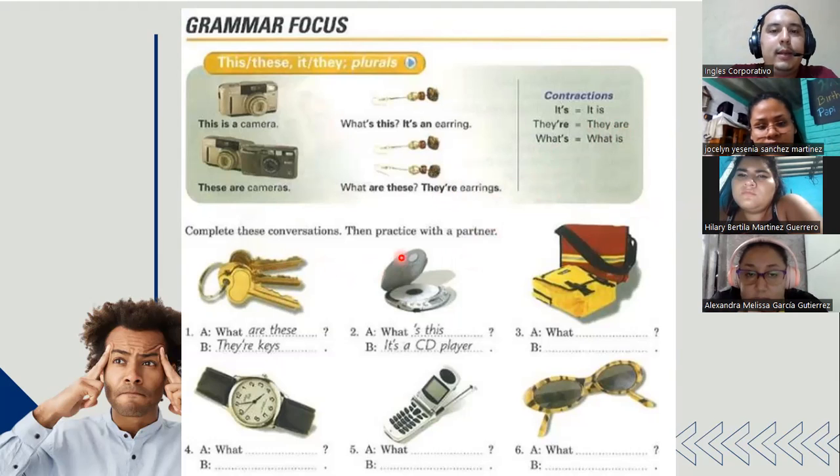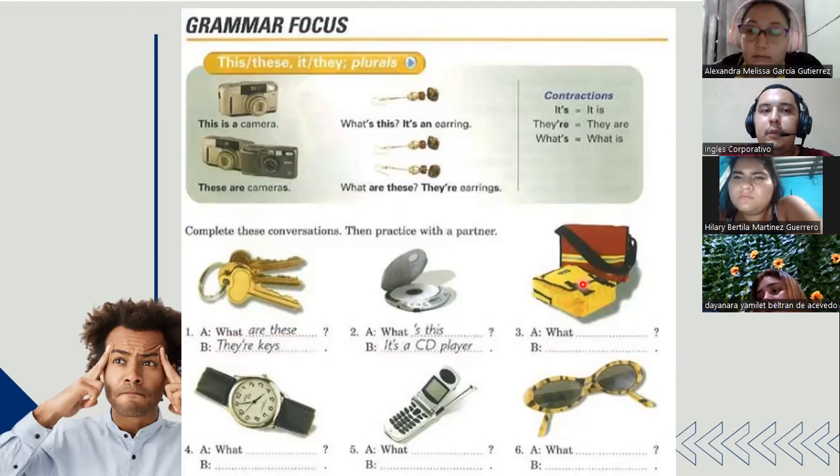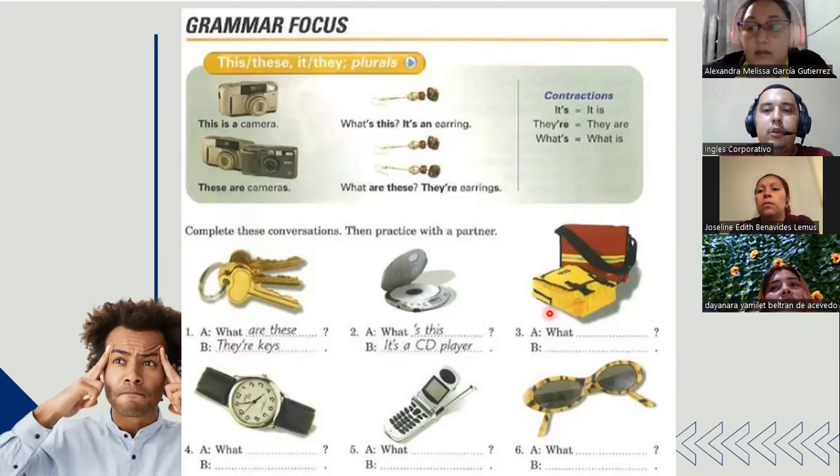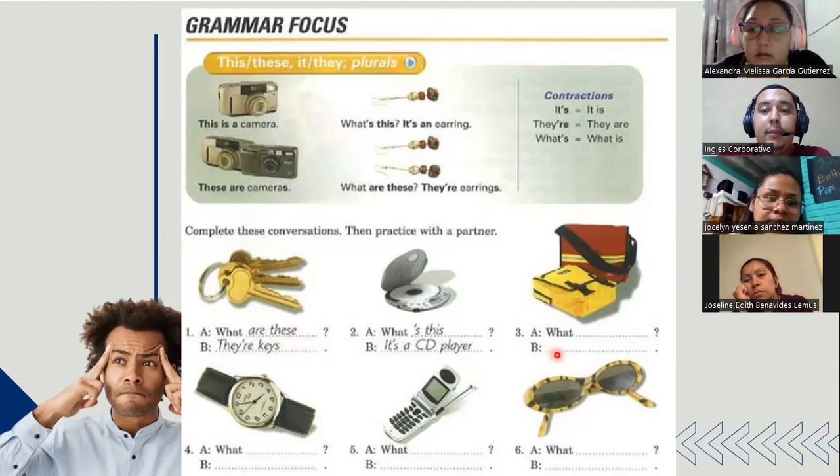Let's see here the next exercise. If you see, we have those exercises right here. Number one says, what are these? They're keys. What's this? It's a CD player. How many bags do we have here? Okay, Alexandra? Two objects, two bags, right? How can we make a question here? What are these? And the answer might be? They are bags. Okay, thank you.